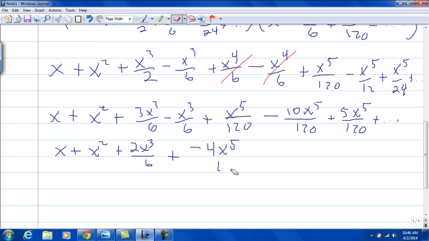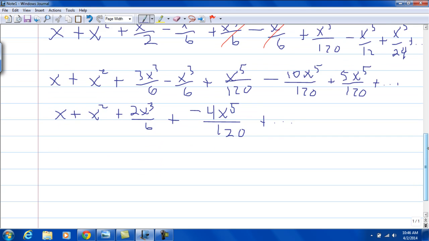We can reduce this a little bit. It's going to be x plus x squared plus x cubed over 6 minus x to the fifth over 30 plus dot dot dot. And those are the first four terms of their product.